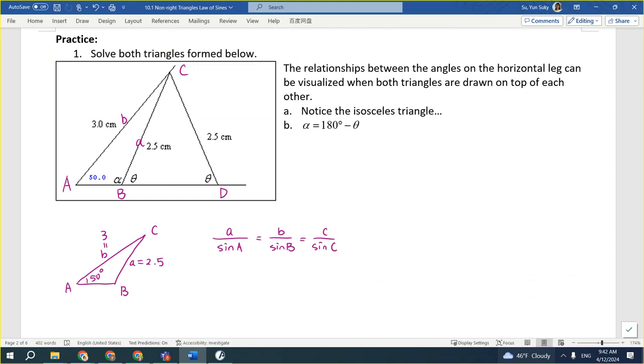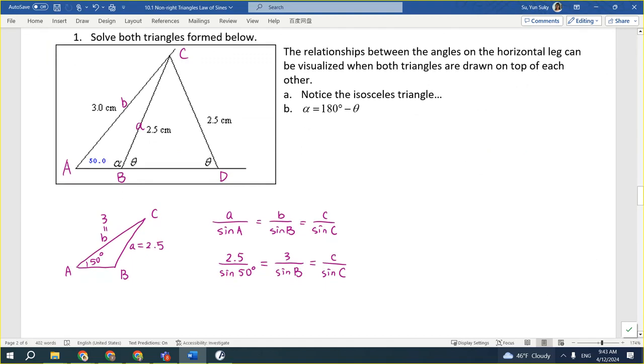Do we know side A? Yes. What is that? 2.5. Do we know angle A? Yes, that is sine 50 degrees. Do we know side B? Yes, that is 3. And do we know angle B? No. Do we know side C? No. And angle C? No. Okay, everybody? By the way, if you missed some class, make sure you watch the recording and take notes.